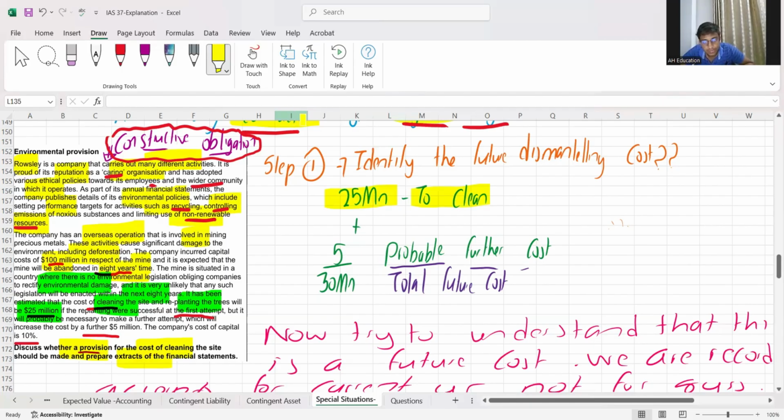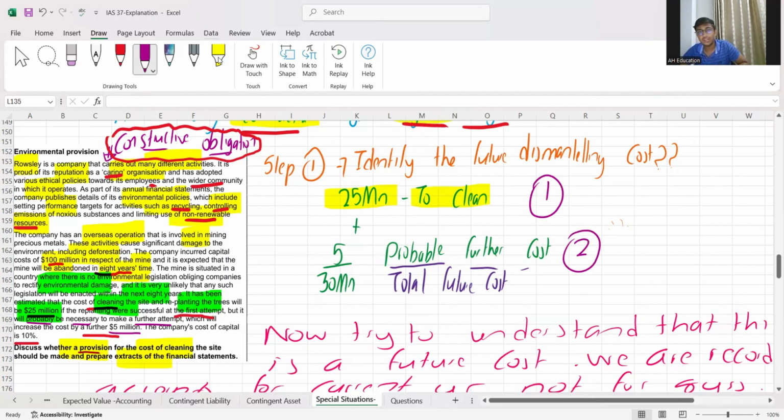If the replanting was not successful at the first attempt, they are not sure whether this 25 million will be successful in its very first attempt or not. I'm reading on, but it will probably be necessary to make a further attempt, which will increase the cost by a further 5 million. So in your initial first attempt, you will incur a cost of 25 million to clean. But that is not enough. There is a probable future cost also to complete your restoration process, which is 5 million.